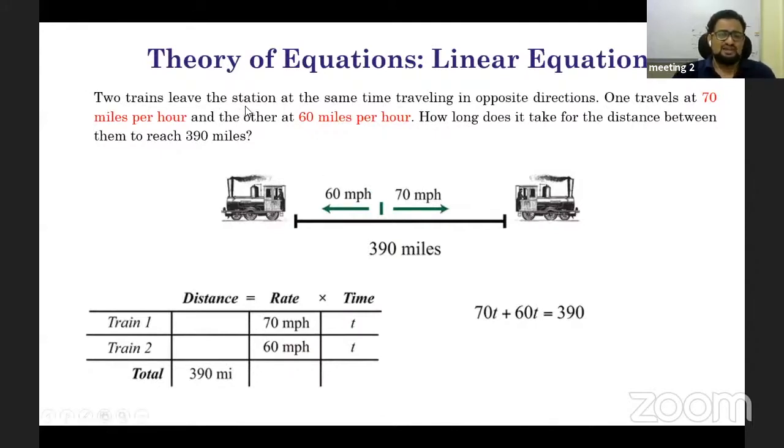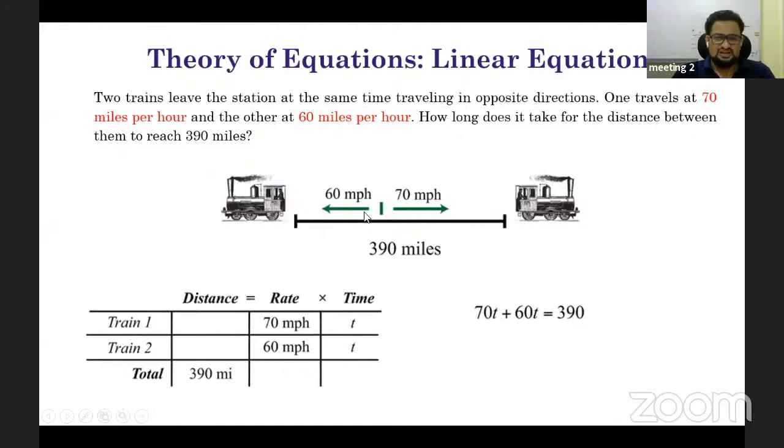Two trains leave the station at the same time, traveling in opposite directions. You can see that they are traveling in opposite directions. One travels at 70 miles per hour, the other at 60 miles per hour. How long does it take for the distance between them to reach 390 miles?